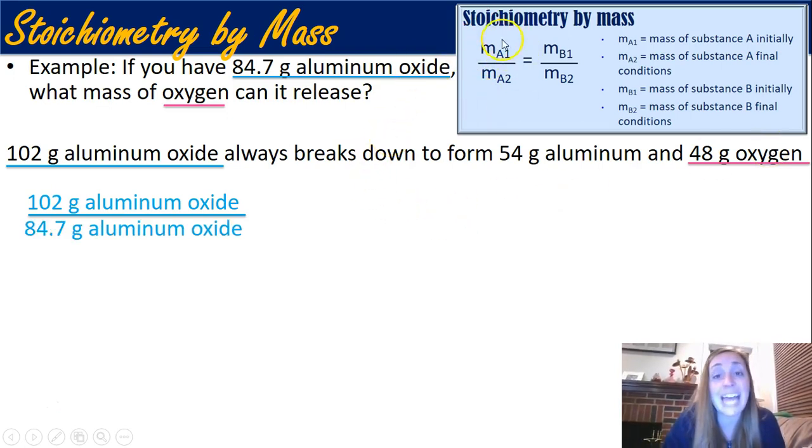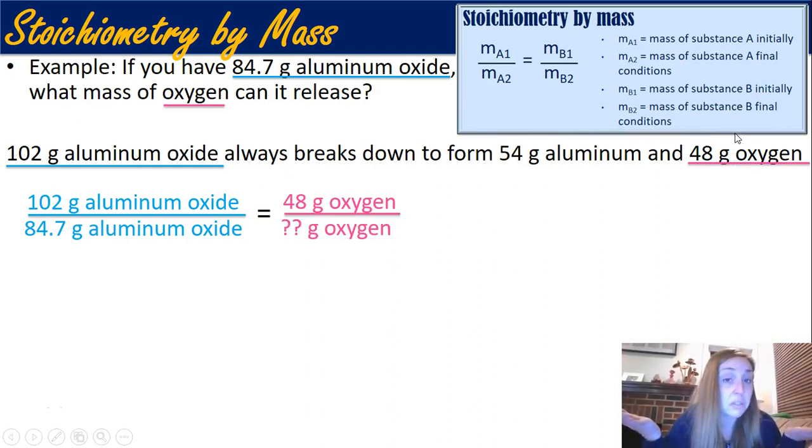See how this equation has mass of substance A and mass of substance A? It has to be the same substance on the top and bottom. So that's why my 102 grams aluminum oxide gets paired with my 84.7 grams aluminum oxide. So same substance top and bottom equals. Notice in the equation, I have my initial on the top. So if I'm saying this is my initial amount, it matches with this amount of oxygen because that's in the same scenario. So 48 grams of oxygen goes on the top, and some mass of oxygen goes on the bottom.